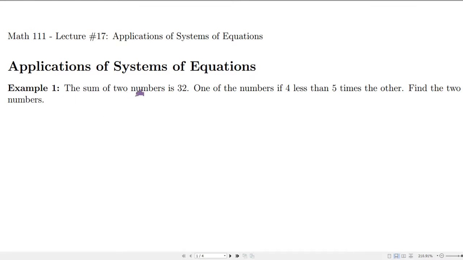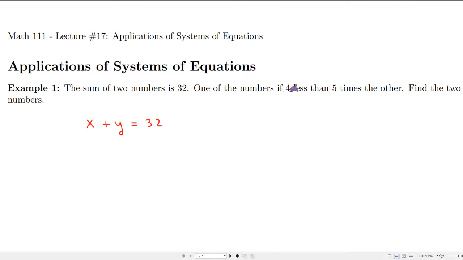The sum of two numbers is 32. One of the numbers is 4 less than 5 times the other, and we want to find the two numbers. So how do we set up this situation? The sum of two numbers is 32. So let's call one of the numbers x and the other number y. So the sum of those two numbers is 32.